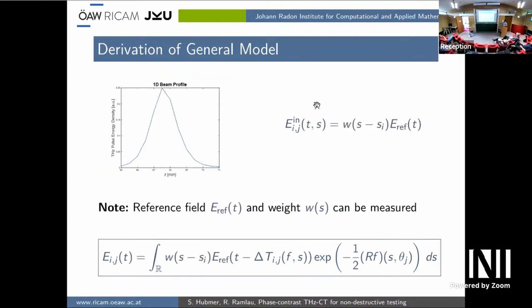Okay, so the ingoing field, remember it had a certain profile. Let's call this profile this point. So it's a pulse in time, and its extension in space. So you say what goes in is this combination between the weight, being the shape of the profile, times the signal going in time. Okay, so you plug this in here, and I'll point out, as noted, the weight can be measured by just letting the beam pass through air and measuring this profile. And the reference field, you can also measure, the reference field of a terahertz beam going through space.